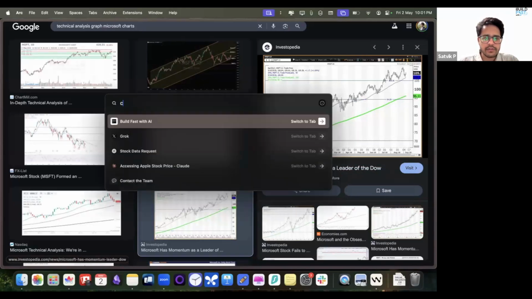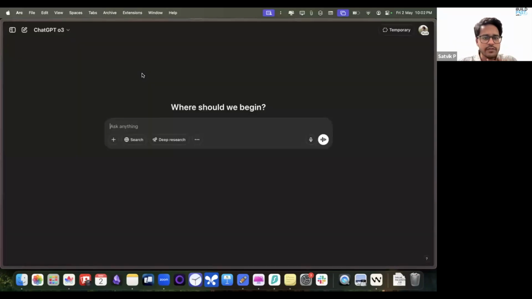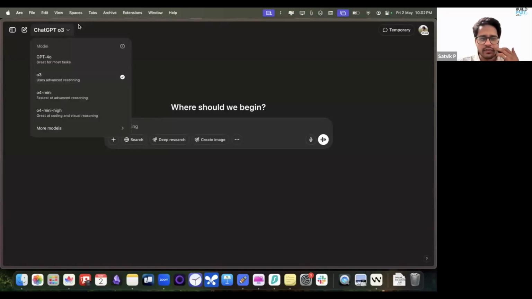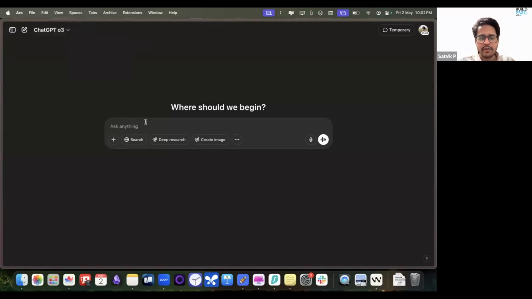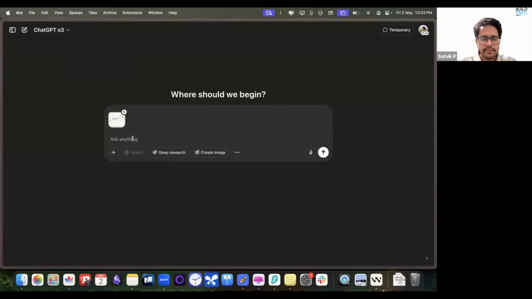For this, I can use any chat model, but you can also use ChatGPT since you are familiar. You can just click on the O3 model. The O3 model is generally available for ChatGPT Plus, but otherwise GPT-4o would also work decently. But I want to show you the real possibilities with this. So I'm just copy pasting the image and asking it, give me a detailed analysis on this stock chart.